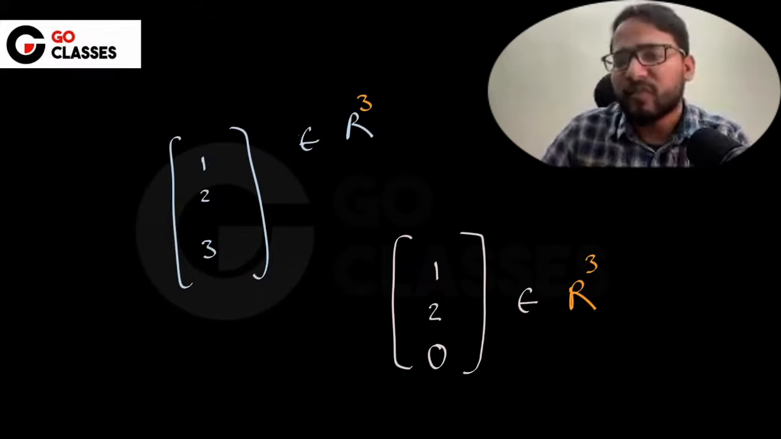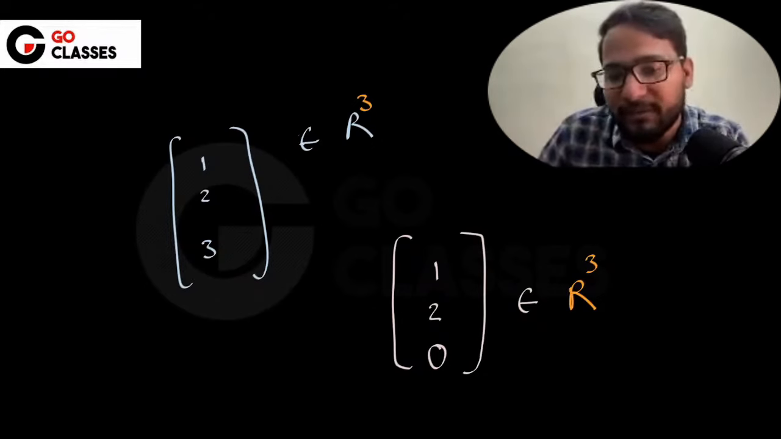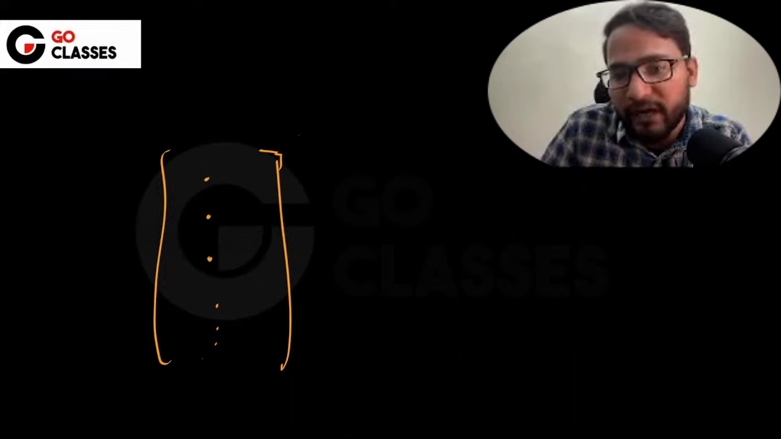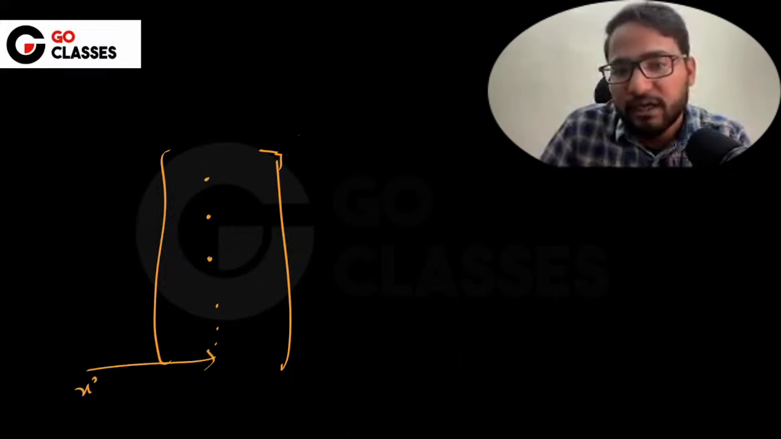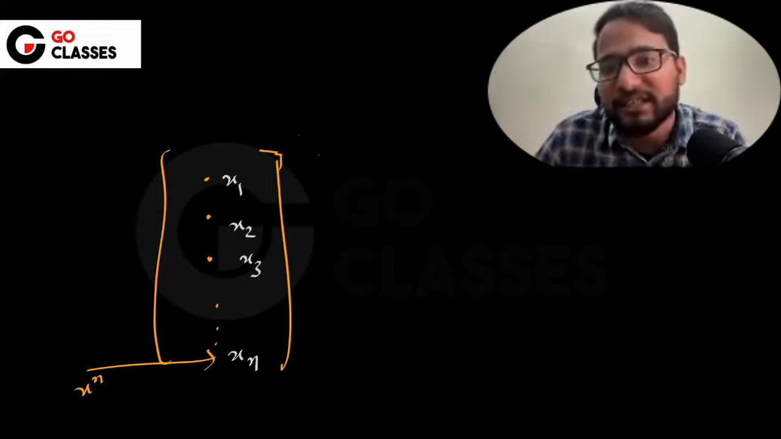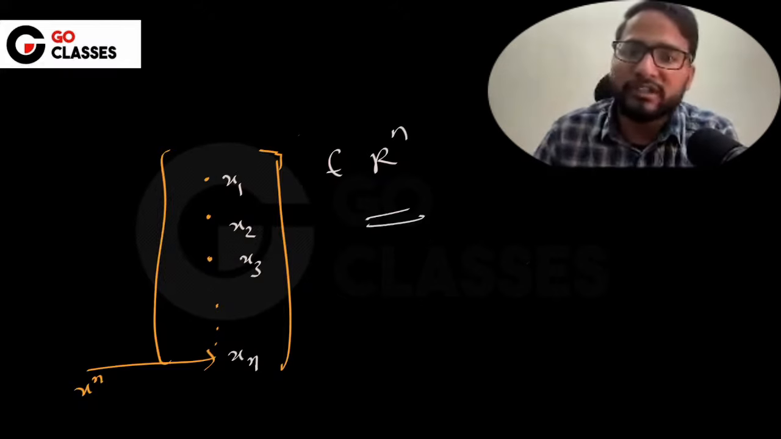It is in R3. Now you know what is a vector in R2, R3. Similarly, you can easily tell me what is a vector in Rn. Rn means it is having n coordinates, right? 1, 2, 3, like that. Let's suppose this is x1, this is x2, this is x3, and the last one is xn. Then I say this vector is in Rn. Cool. Now you know how a vector representation looks like.